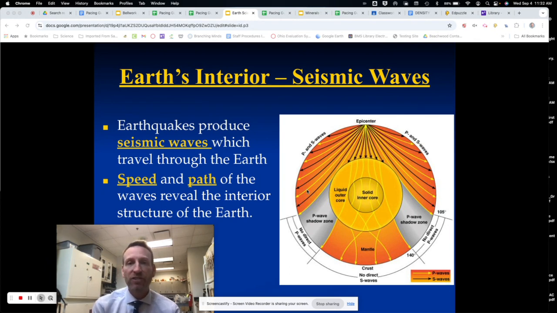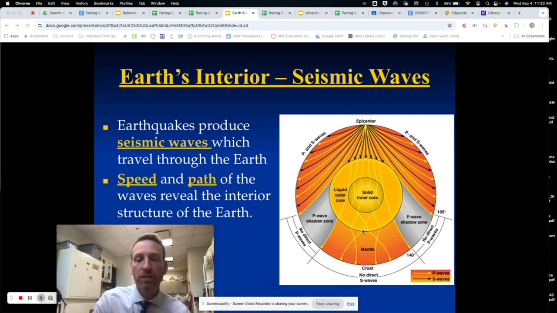Well, that gave us all the info that scientists needed to determine that the outer core must not be solid because the S waves cannot travel through it. And because they don't travel through it, that shows us that it's no longer solid. So that led us to know that the outer core is liquid, the only layer that is liquid.